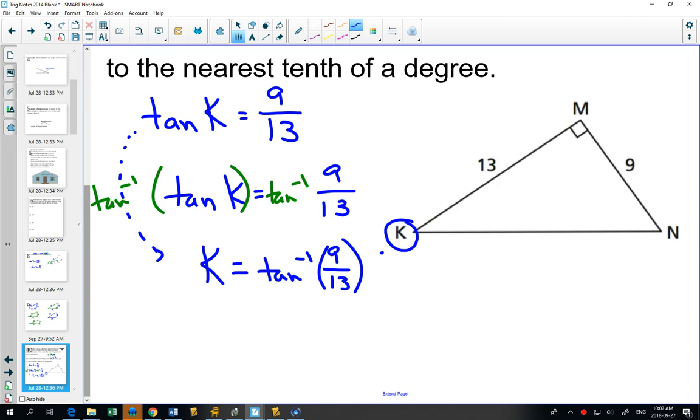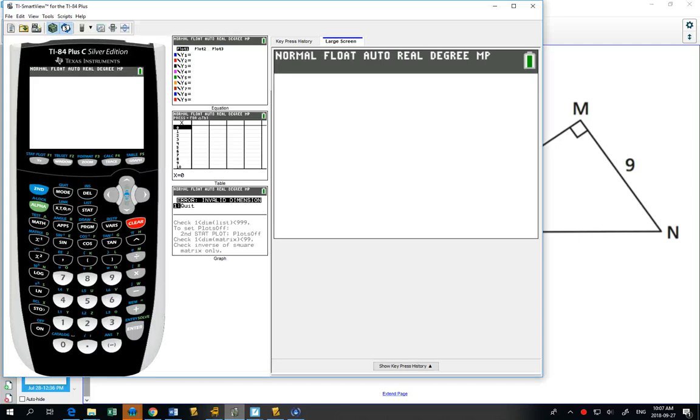And that I can type right into my calculator. And this is where your calculator is so powerful. It has memorized that if you have a triangle where the ratio is 9 divided by 13, which is some nasty decimal, the angle has to be 34.69515353. That's fascinating.